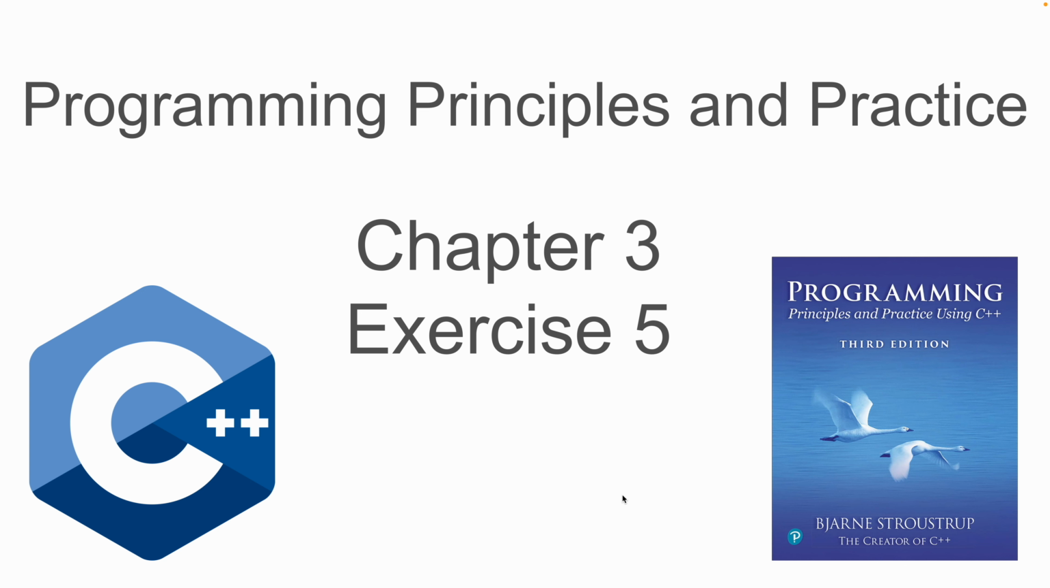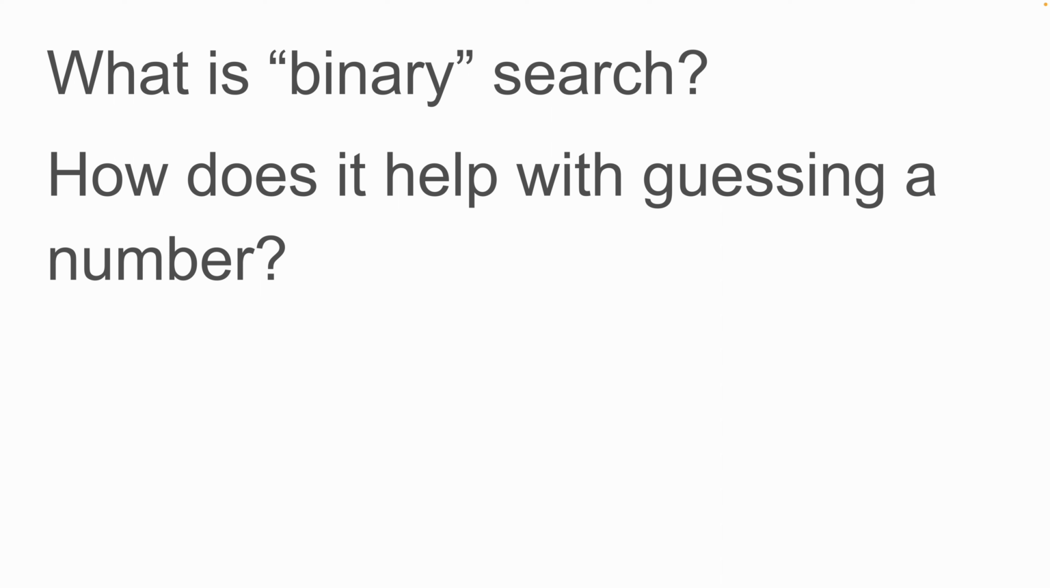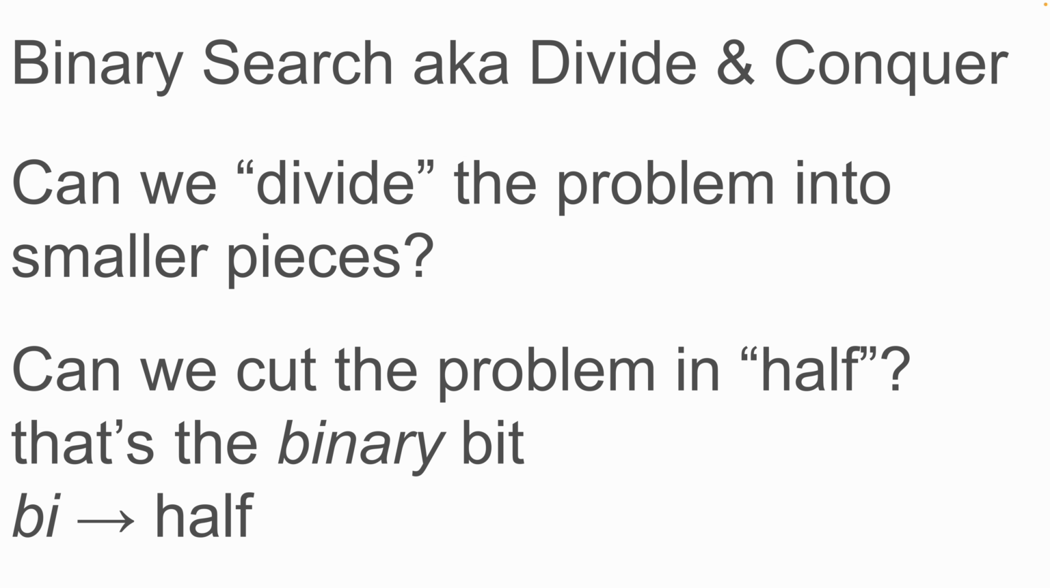To understand the solution to exercise 5, I'd like to present an important idea called binary search in software engineering and really computer science. We're going to talk about how it's going to help us guess the number that the user is thinking of. Binary search is sometimes known as a divide and conquer approach. We're going to take our problem, divide it into smaller pieces, and try to find the answer as quickly as we possibly can.